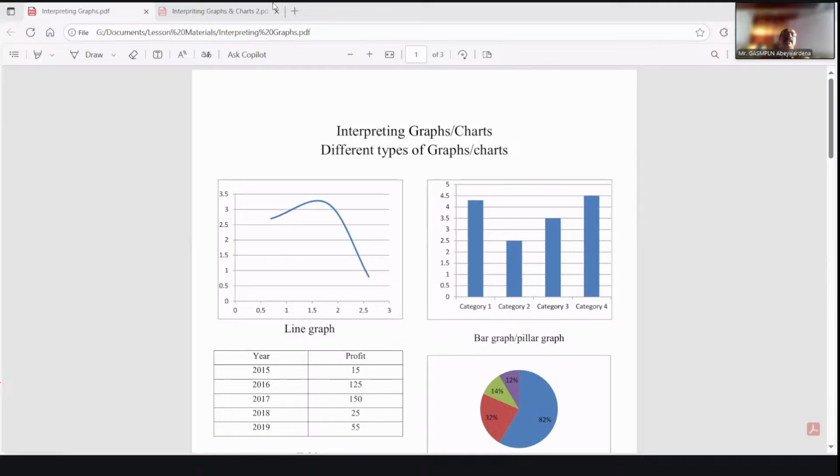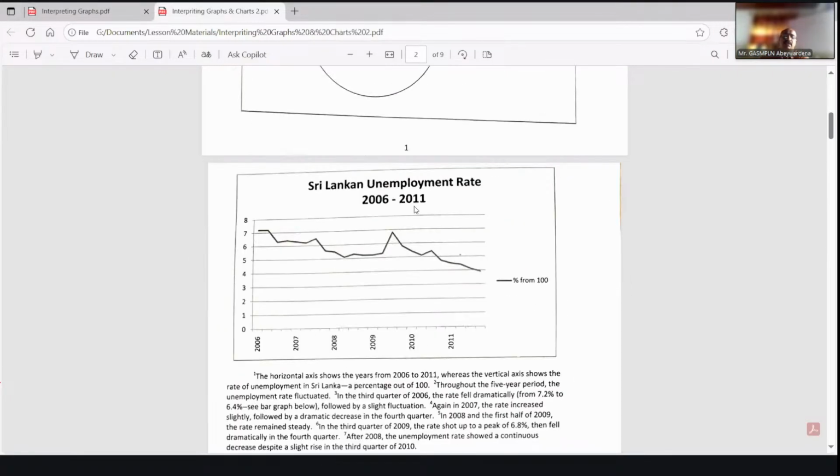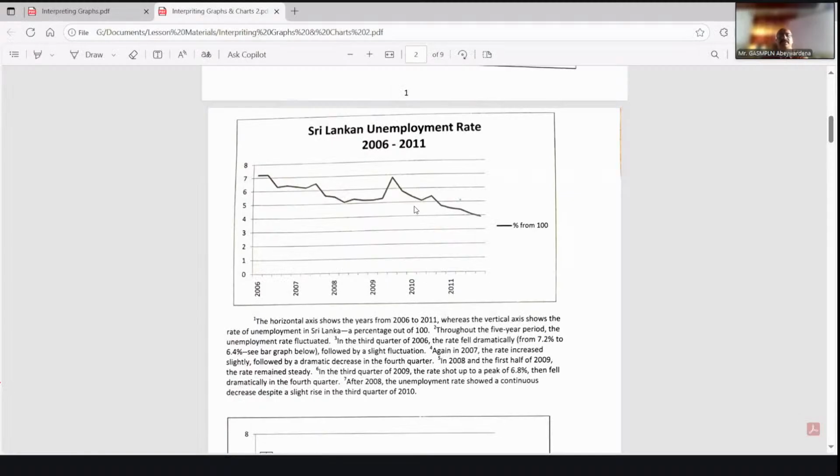We will have a look at the second document. This is the second document. I would like to start at this point with this one. This is the one with the description. Right, this is a line graph. Now if you look at this line, what comes to your mind? At a glance, you look at this from a distance. What does it look like?